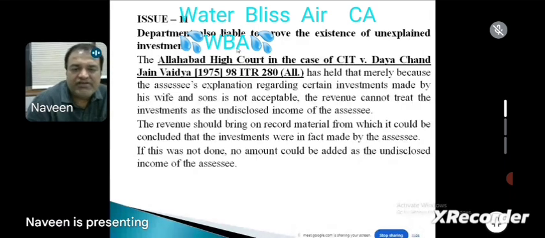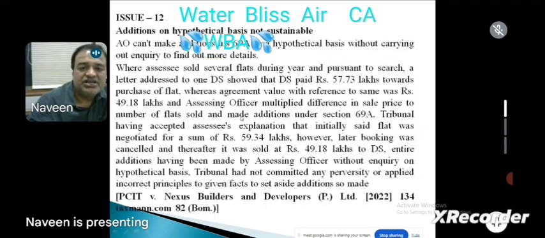Now, the department is also liable to prove the existence of unexplained investment. In Dayachand Jain's case, the Allahabad High Court has held that merely because the assessee's explanation regarding certain investments made by wife and sons is not acceptable, the revenue cannot treat the investments as undisclosed income of the assessee. The revenue should bring on record material from which it could be concluded that the investments were in fact made by the assessee. If this was not done, no amount could be added as undisclosed income of the assessee.